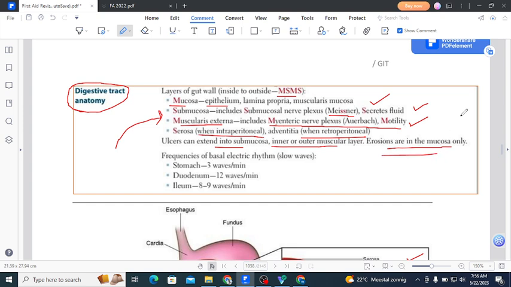Ulcers can extend into the submucosa, inner and outer muscular layer. Erosions are in the mucosa only. That is very important terminology. You must be able to differentiate between the erosion and the ulcer. Erosion is just the mucosal tear.